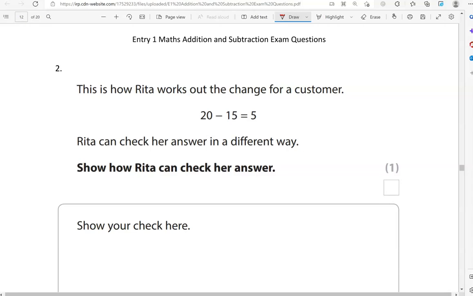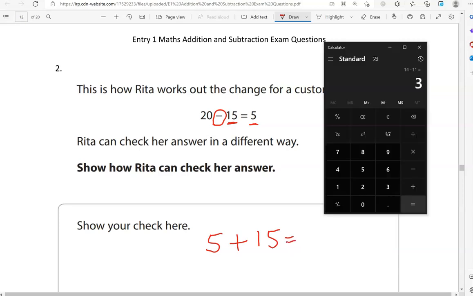Show your check here. So to check the answer, we'll do the opposite. So we'll start with the answer that we've got in the calculation we started with. So that's a 5. What's the opposite of subtraction or taking away? That is addition. So I can now add 15 to that and see if we get 20 as the answer.